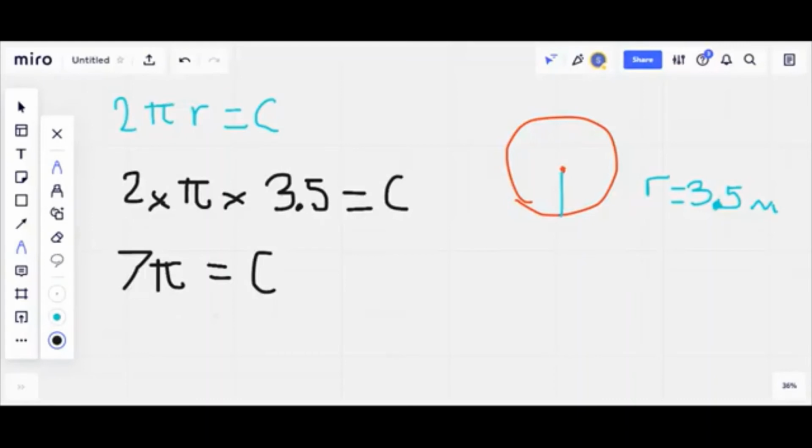So if we have a look back at our equation here, 7 pi equals c. Let's have a look at that. So we've got 7 pi is equal to 21.99. So I'll write that down here, 21.99. So our circumference of this circle is 21.99, and it's important that we include our units. So our radius is written here in meters, so that means our circumference is also going to be measured in meters.